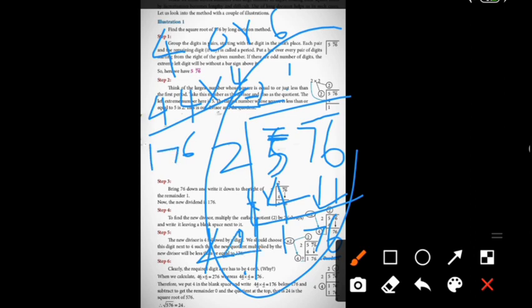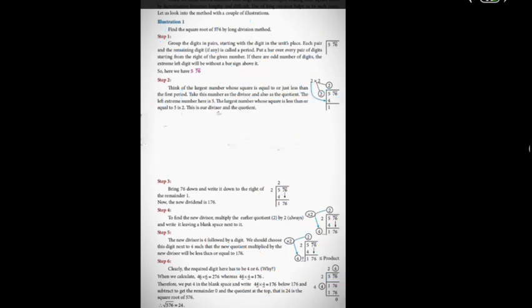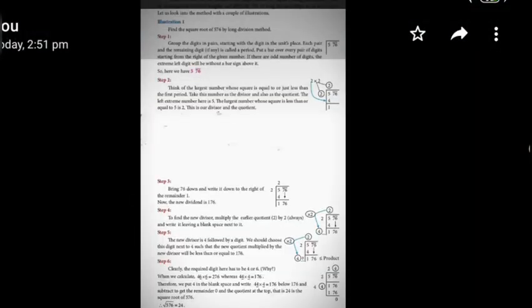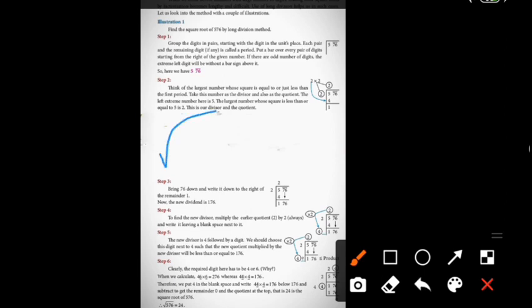That also you have to use 4, and here the quotient also 4. Here 176. When you subtract, we get remainder 0. Our quotient is 24. 24 into 24 is 576. Our answer is the square root of 576 is equal to 24. Our answer is 24. This is the long division method.